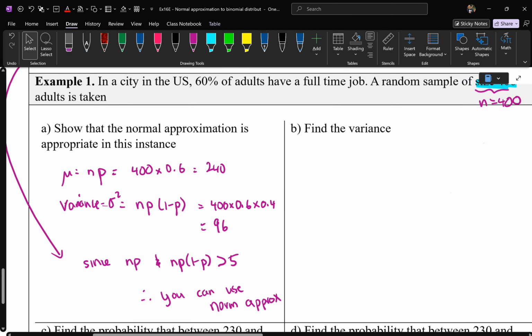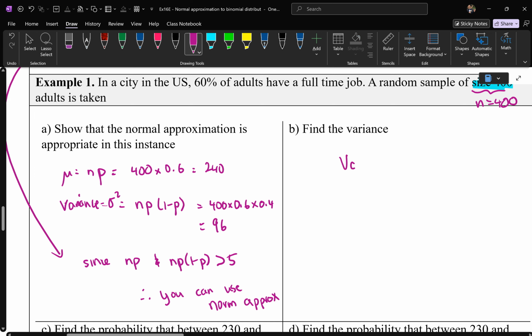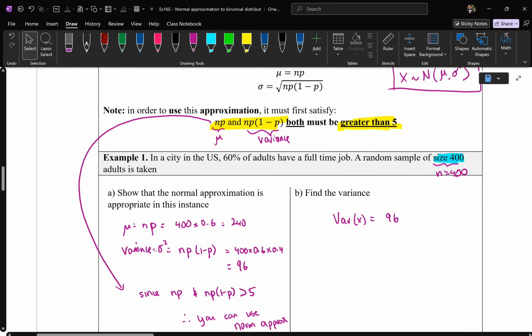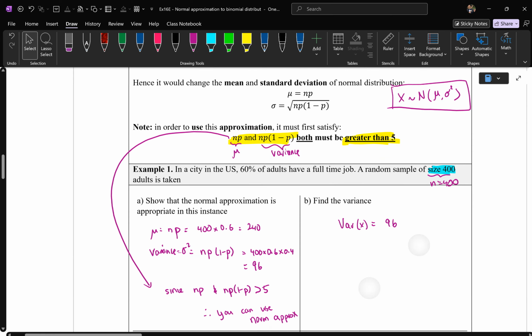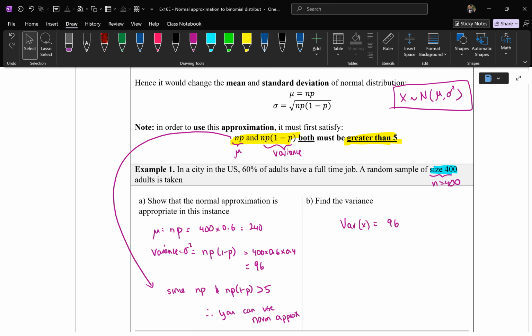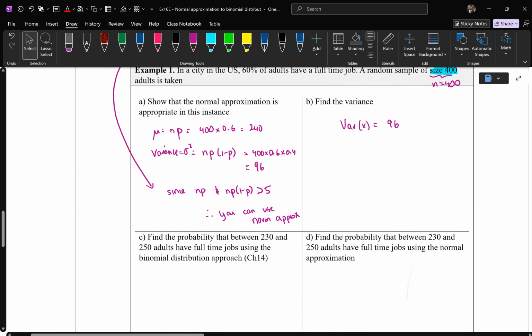All right, so find the variance. We already know the variance was already calculated. Ryan told us before, variance of X in this case would be 96, because that's your NP times 1 minus P. All of that is just coming from your binomial. So if you're wondering where NP and all that is, that's your binomial properties. That's chapter 14.